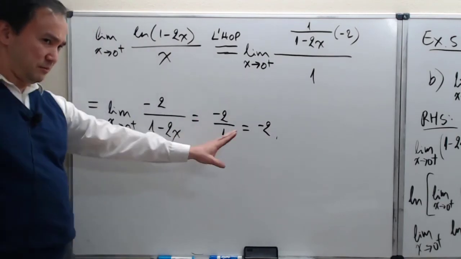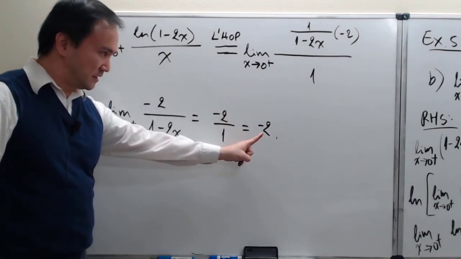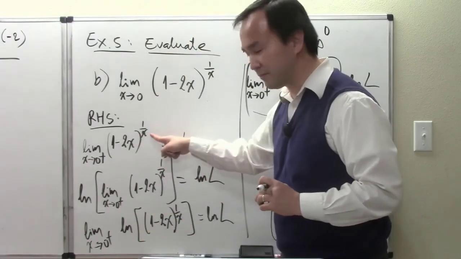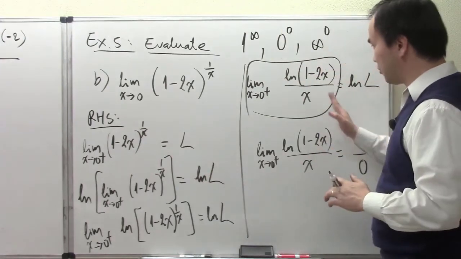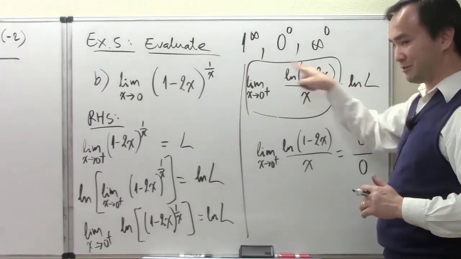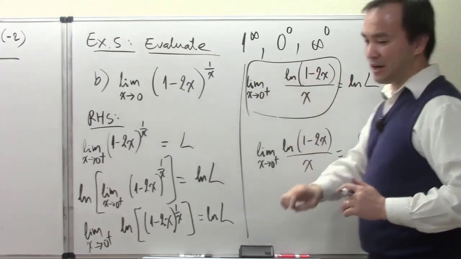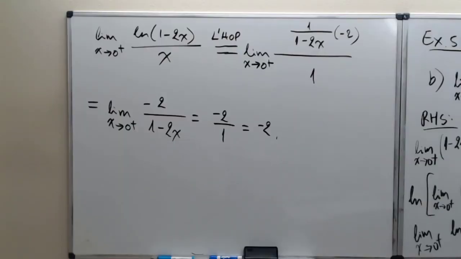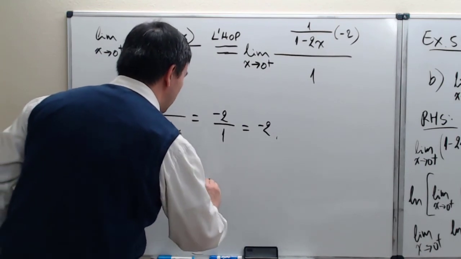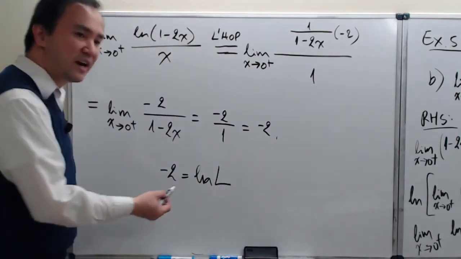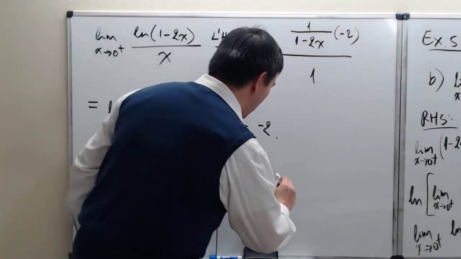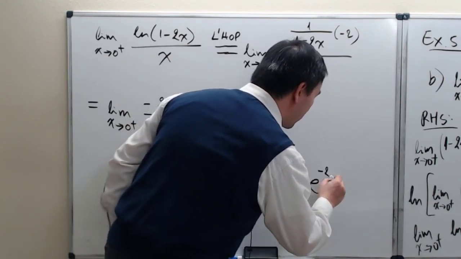But keep in mind, this is not our final answer to this problem. It's only the left hand side, which I put the little rectangular box around. The negative 2 is supposed to be equated with natural log of L, and L is our actual limit. So finding L is just one simple step away: L equals e to the minus 2.